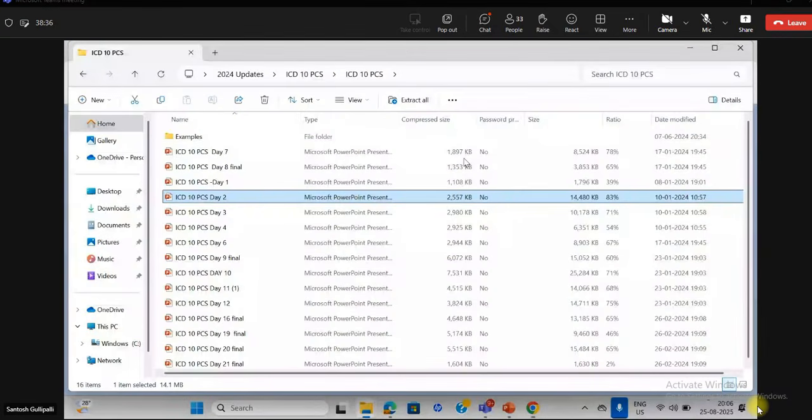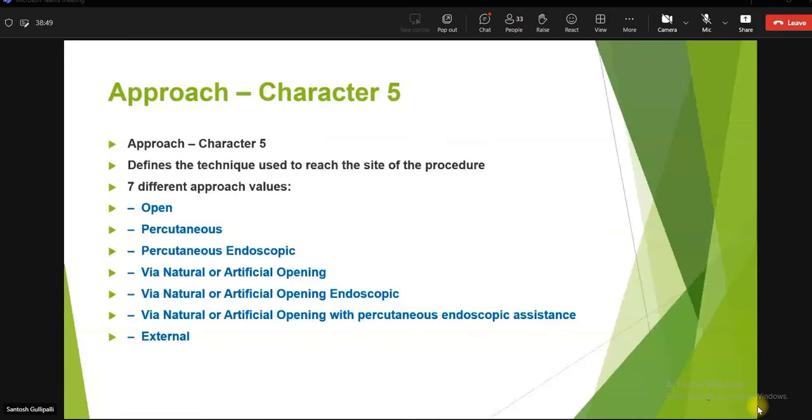Okay, approach. So the fifth character value is approach. This is a very, very important question in interview pattern. Definitely 90% of interviewers ask this question. In total, how many approaches are in PCS coding? 7 approaches.